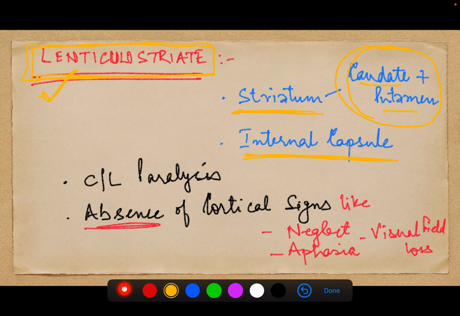So in this one, who suffers from the lesion of the lenticulostriate will have contralateral paralysis. Contralateral half of the body paralysis will be there. And there won't be any cortical sign as it was in anterior cerebral artery and middle cerebral artery because the cortex is not getting affected. So there won't be any neglect, there won't be any aphasia, there won't be any visual field loss.